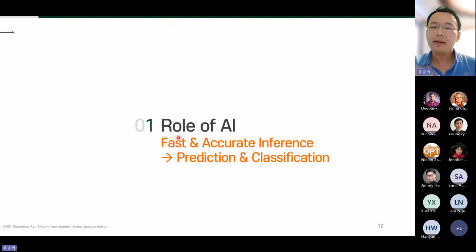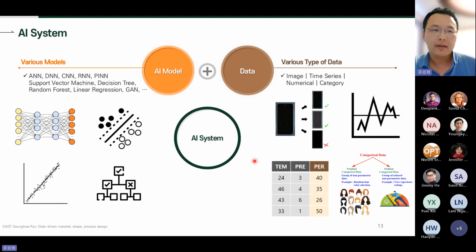If I can say it in just one word, it'll be fast and accurate inference or prediction and classification. If I define an AI system, it's a combination of various AI models such as ANN, support vector machine, decision tree, etc. And what an AI model is doing is using data sets in the form of image, time series, numerical and categorical data, and trying to learn the patterns within this data.